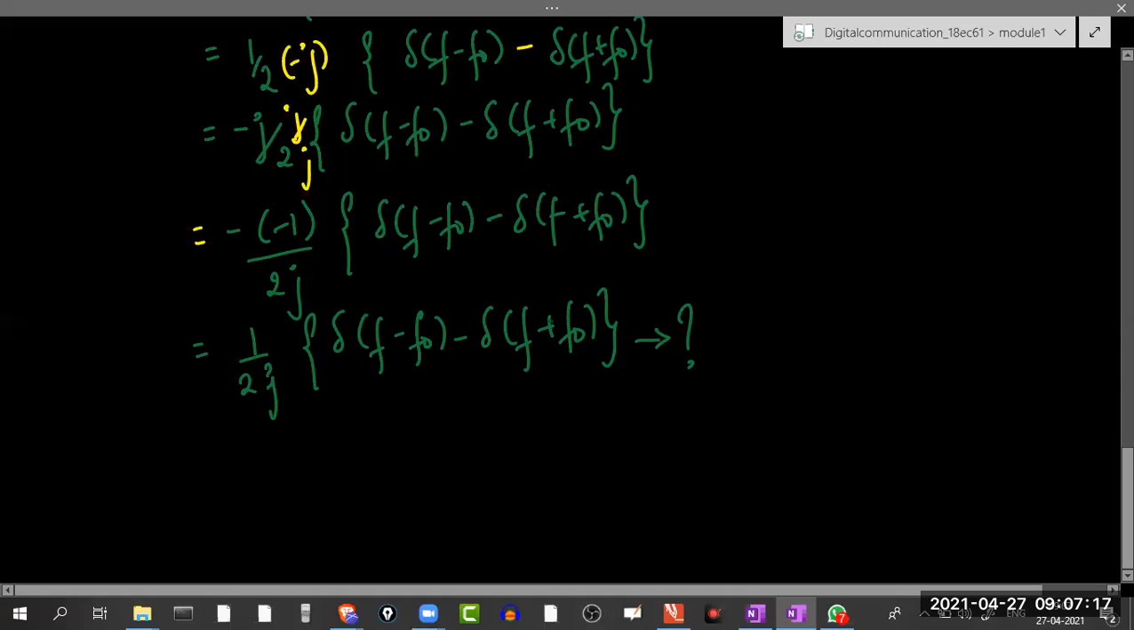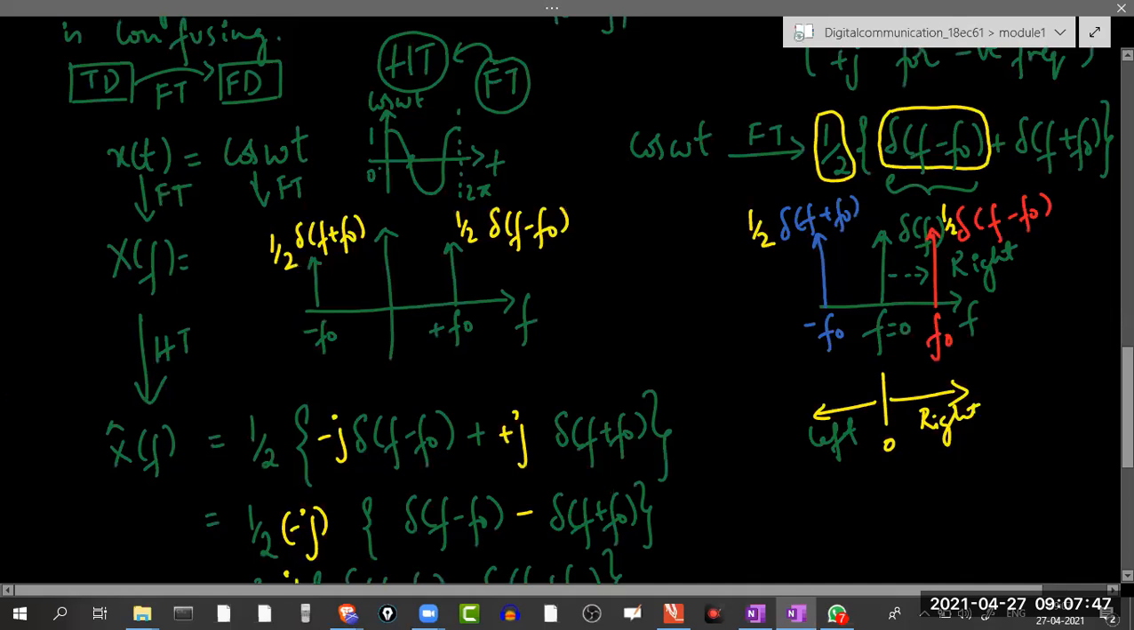Obviously, this is a familiar signal. I'm waiting for some answers in the chat. This is a familiar signal, or a distant relative of yours. You have forgotten this. So this is nothing but cos omega t. Oh, okay, it's not cos omega t, because we started off with cos function, right? We start off with cos function.